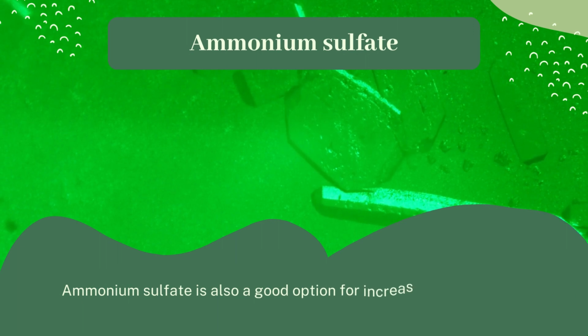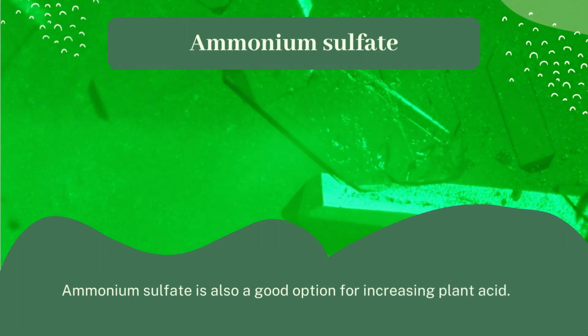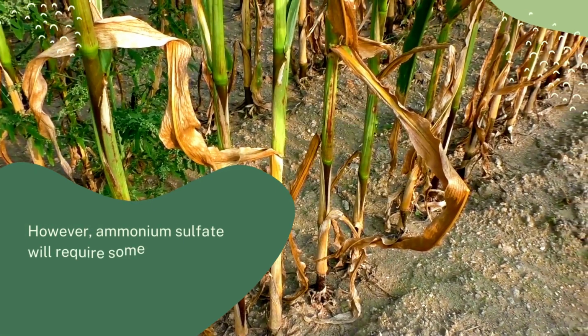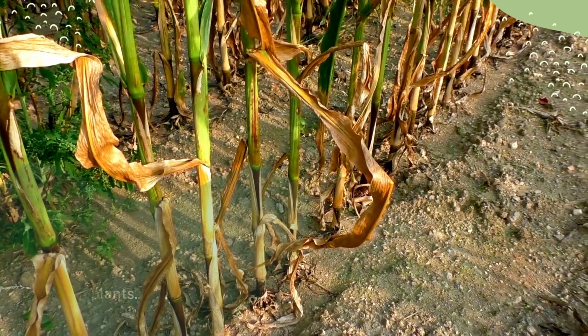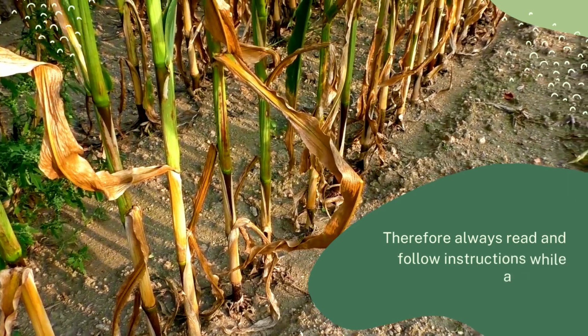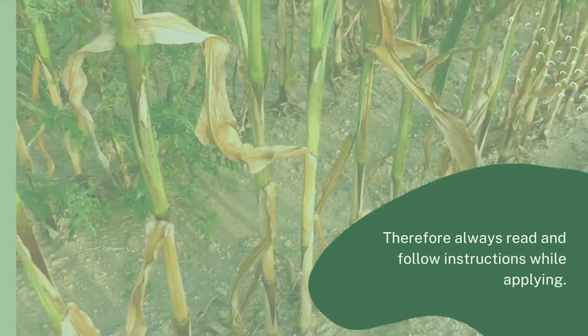Ammonium sulfate. Ammonium sulfate is also a good option for increasing soil acidity. However, ammonium sulfate will require some care because it is quite strong and can burn plants. Therefore, always read and follow instructions while applying.